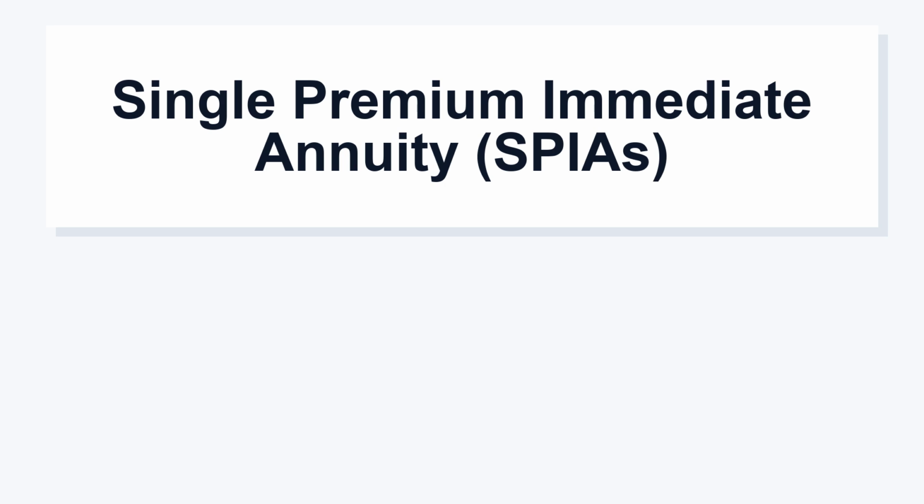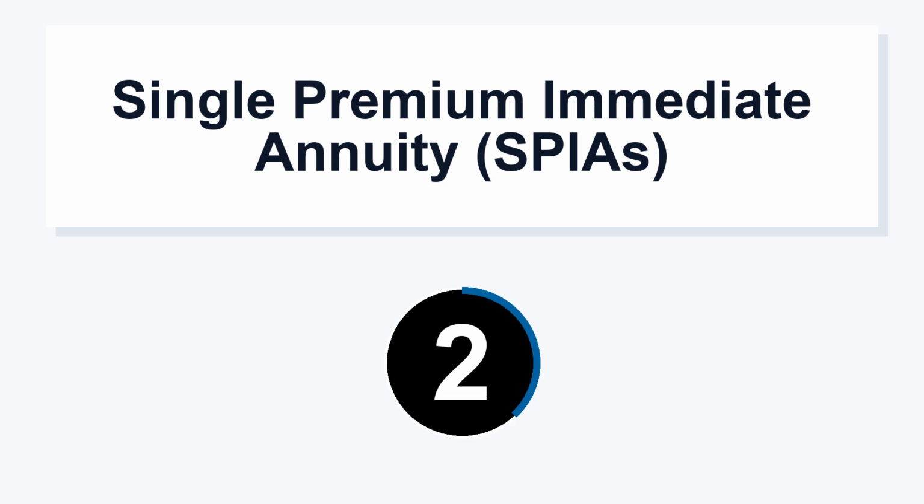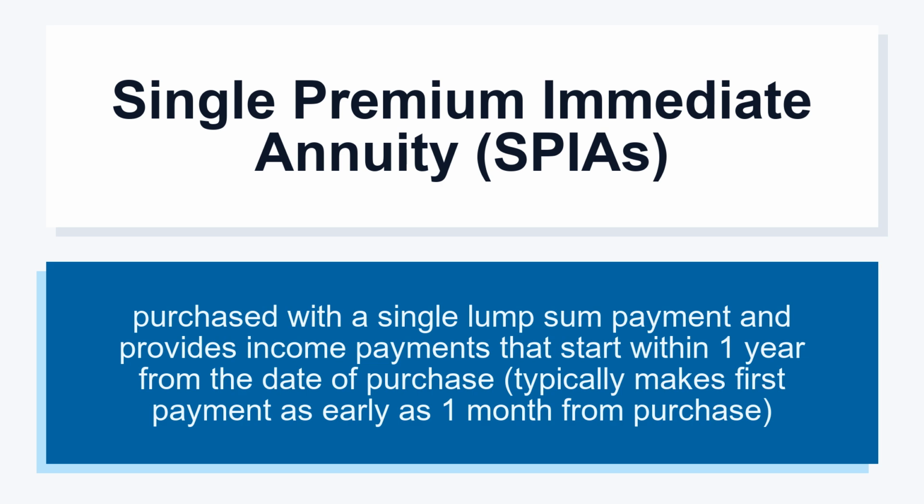Single premium immediate annuity, SPIAs. Purchased with a single lump sum payment and provides income payments that start within 1 year from the date of purchase, typically making the first payment as early as 1 month from purchase.